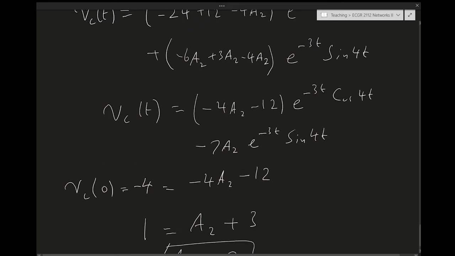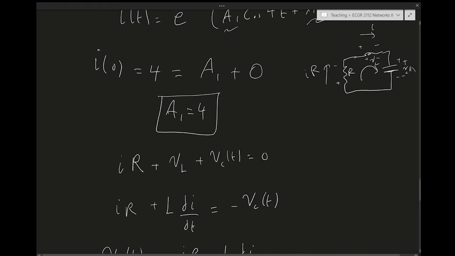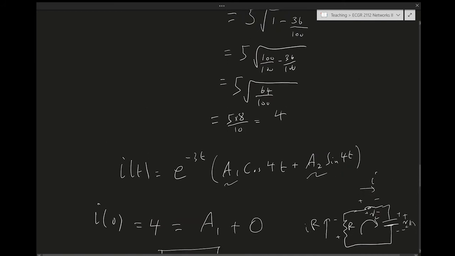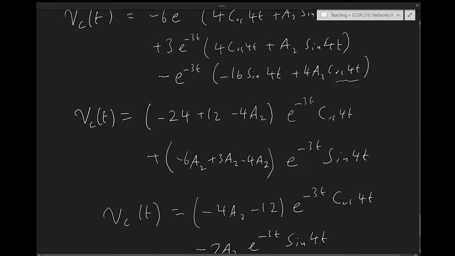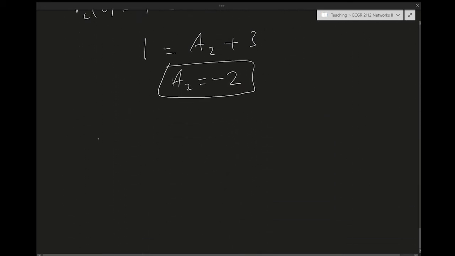Okay, so I go back to the equation for I, and I just plug in a1 we found to be 4, a2 we found to be minus 2, so the equation for I of t becomes I of t equals e^(-3t) (4 cosine 4t minus 2 sine 4t) amps.